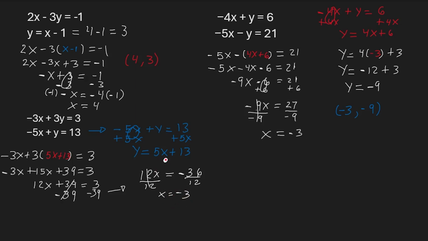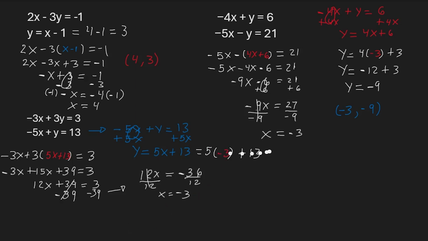To get y, we're just gonna do the substitution into this equation. Now we know x equals -3. So what I'm gonna do is rewrite 5 times the value of x, which is -3. Whatever the answer is, it's gonna be plus 13. So on this case, I'm gonna write -3.